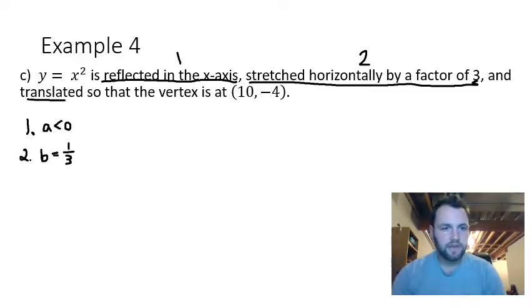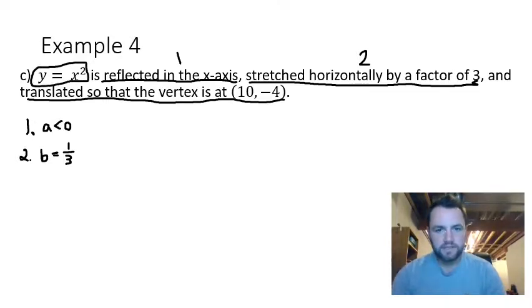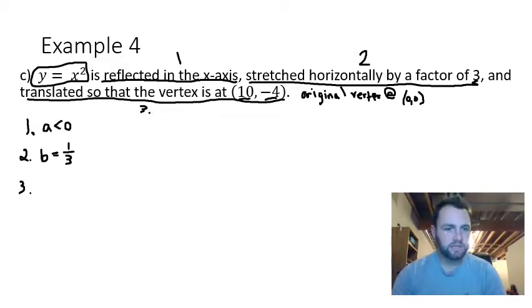And then finally, we're translated so that the vertex is at 10, negative 4. Well, let's think about this original function. Okay, that originally has a vertex at 0, 0. It's usually at the origin. So the original vertex is at 0, 0. So what that means is that I have moved 10 to the right, and I've also moved 4 down. Okay, so this is my third piece of information. So in my third piece of information, I've found out both my h and my k.